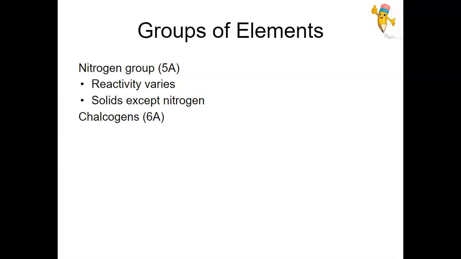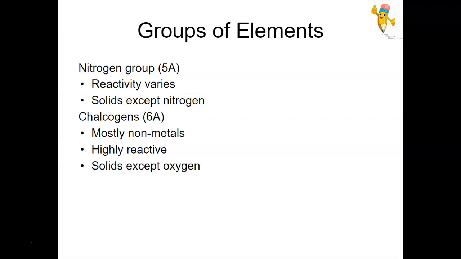The chalcogen group, that's the one with oxygen. They're mostly nonmetals. I do have a couple metalloids. They're highly reactive. When we talk about reactivity, I said the first ones are gonna have an explosion. But when I say reactive, it means that these elements are going to want to bond with other elements. So that means to be highly reactive. And they're all, again, solid except for oxygen, and you can see that on the board.